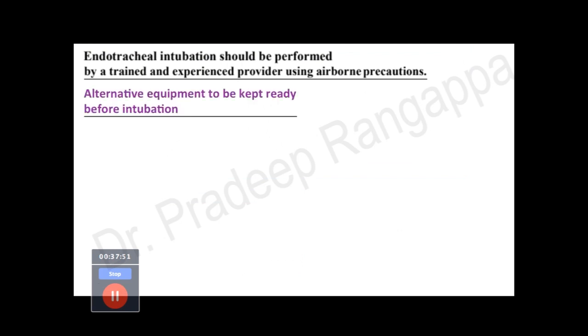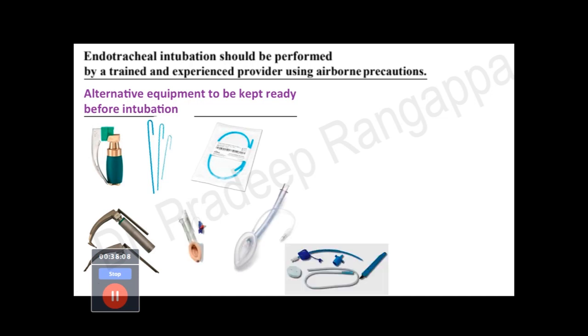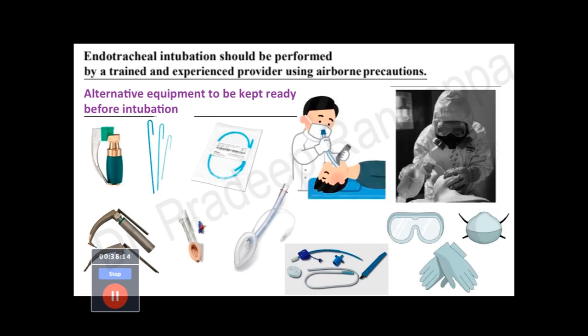Okay, so again there is emphasis on alternative equipment to be kept ready before intubation. So if you're dealing with a pregnant lady, obviously you will have a short stubbed endotracheal tube. So have bougies ready, and have stylets ready. So have a McCoy blade, have Proseal, have LMA, and in the worst cases, it's always good to have all this ready, which are assigned for COVID-19 patients.